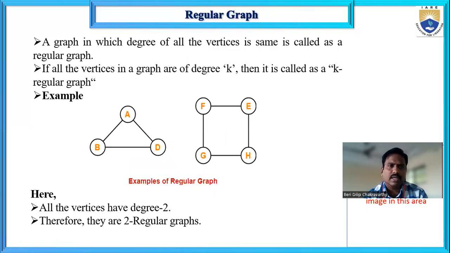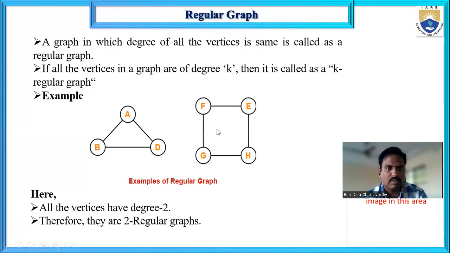Next, regular graph: a graph in which the degree of all vertices is the same. If you observe, the degree of all vertices is the same. For example, what is the degree of A? How many edges are connected? 1, 2. Similarly for B, 1, 2. Similarly for D, 1, 2. If the degree of all vertices is the same, it is called a regular graph.